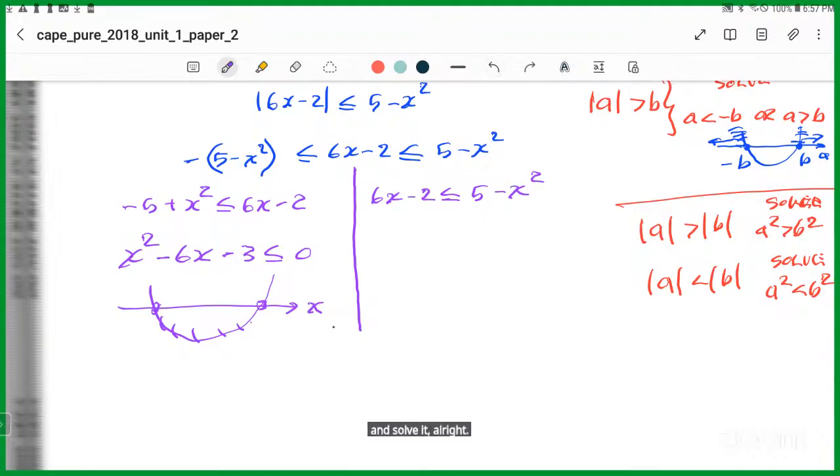Alright? I'm going to do that over there, so to get those two critical root values, to get here and here. The value here and the value here. We're going to put this equal to 0 and solve it. So x squared minus 6x minus 3 equals 0. Going into the quadratic formula.